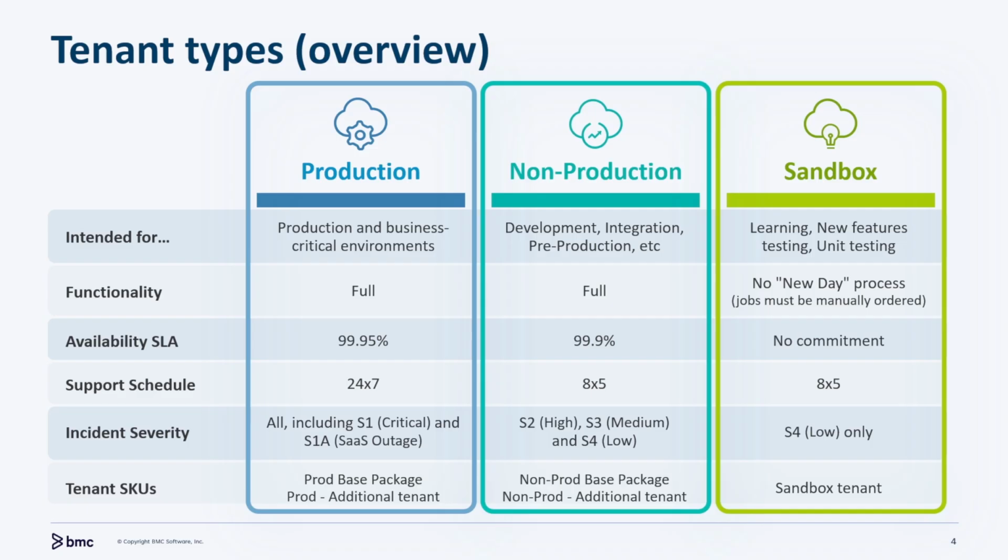For production tenants, Control-M SaaS provides enterprise-grade availability and support with a 99.95% availability SLA designed for mission-critical scheduling and orchestration. Your production tenant also comes with 24/7 support and full incident severity coverage, including SEV1s and SEV1A, ensuring critical issues are handled with the highest priority. This ensures production workloads are backed by the reliability, support, and escalation models expected for core business operations.